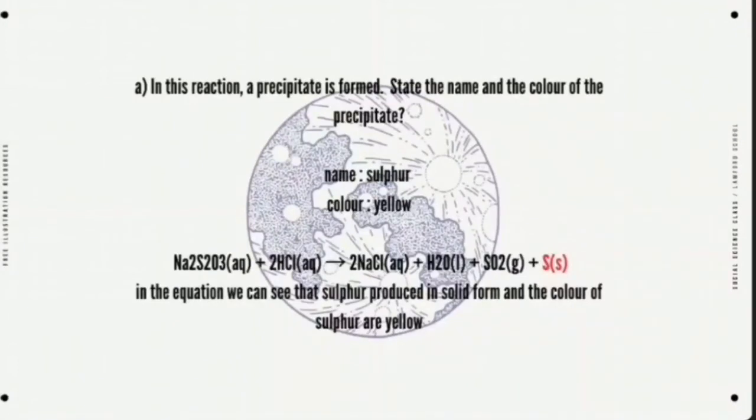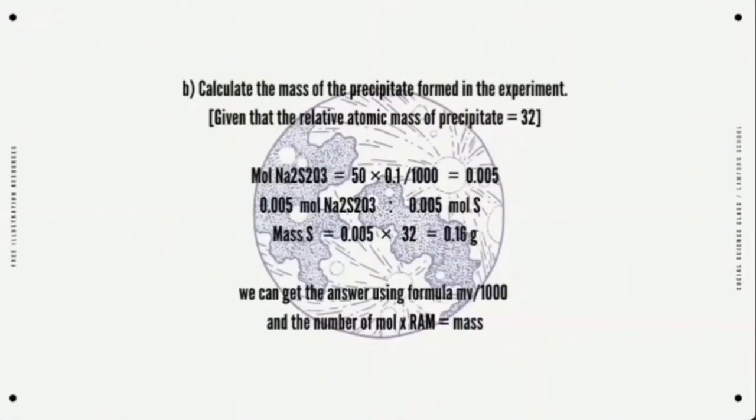In this reaction, a precipitate is formed. State the name and the color of this precipitate. In the equation, we can see that sulfur is produced in solid form and the color of sulfur is yellow. B. Calculate the mass of the precipitate formed in the experiment. The answer you will get after calculating is 0.16 gram. We can get the answer by using those formulas.